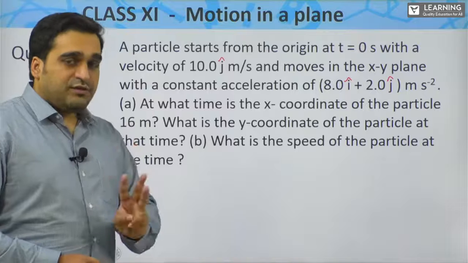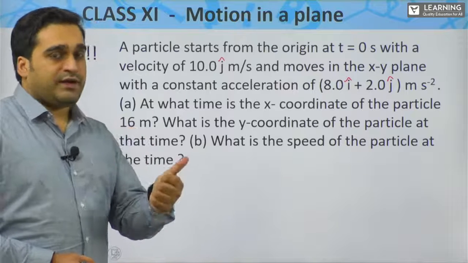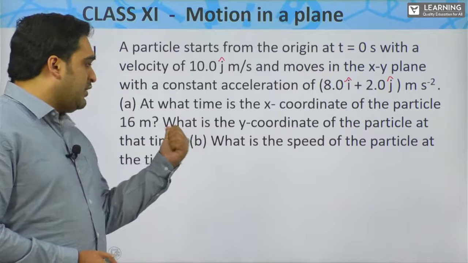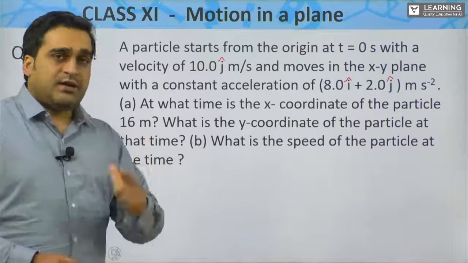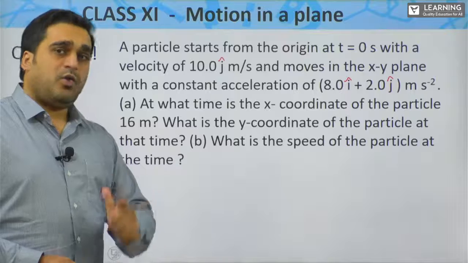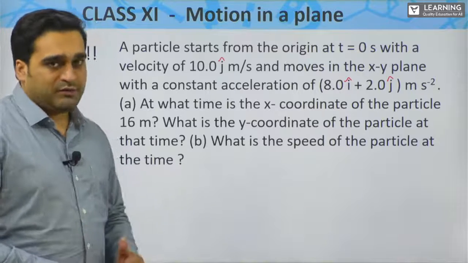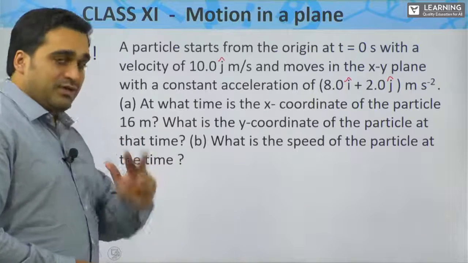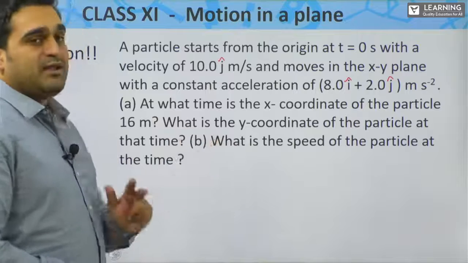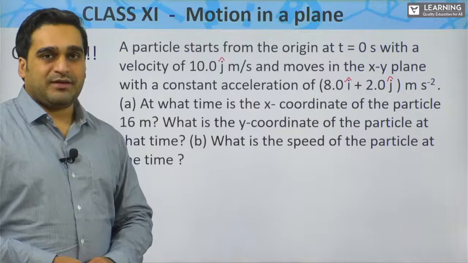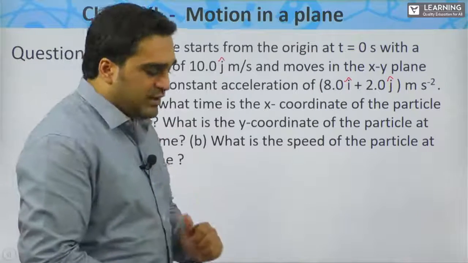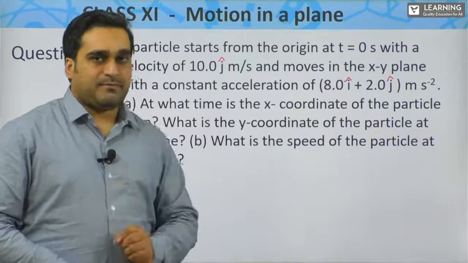So, three things to find out. One is to find out the time when the x-coordinate of the particle is 16 meter. Second, for the same time, what will be the y-coordinate of the particle? And third, we have to determine the speed of the particle at that same time. So first, we will proceed in determining the time.